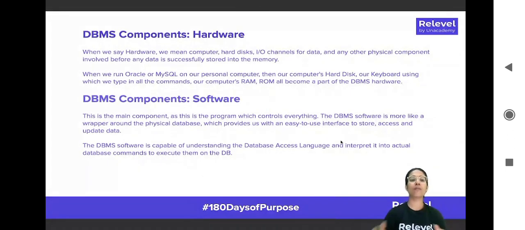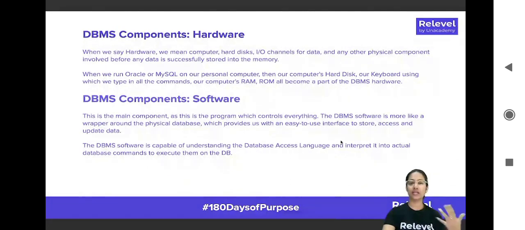So first we'll talk about hardware. When we say hardware, we mean computer, we mean hard disk, we mean input output channels for data, and any other physical component involved before any data is successfully stored into the memory. Okay, so that is what the word hardware means over here.